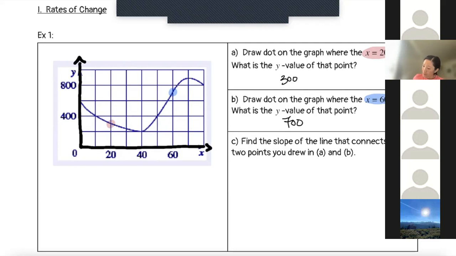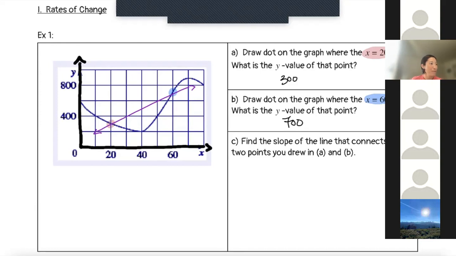All right, now we have a red point and a blue point, and part C says find the slope of the line that connects the two points you drew in A and B. And so if we were to sketch a line that goes through those two, we might end up with something like this. Ooh, that's not bad. Nice job, Judy. Sometimes it just sort of misses the point. It's definitely intimidating to be drawing in front of everyone, but here we go.